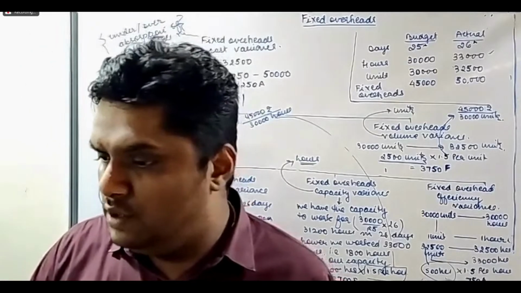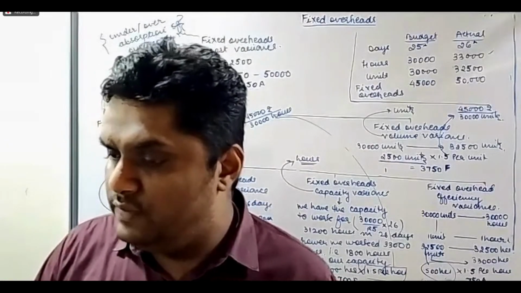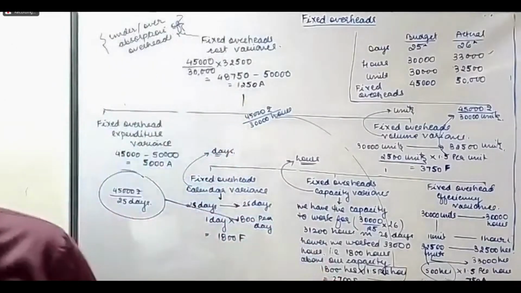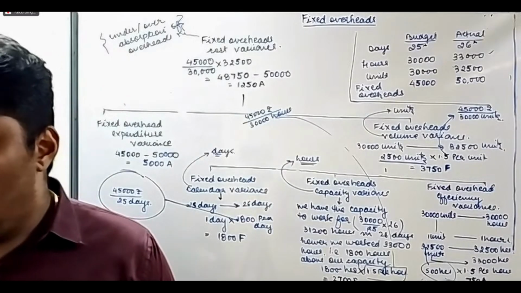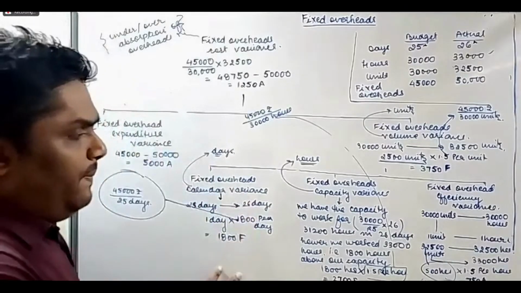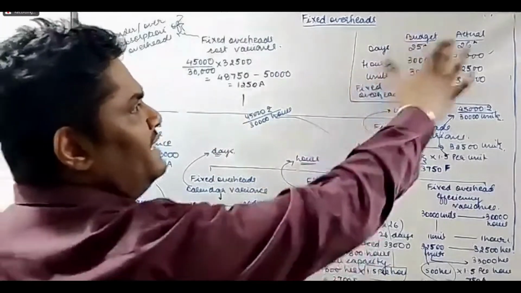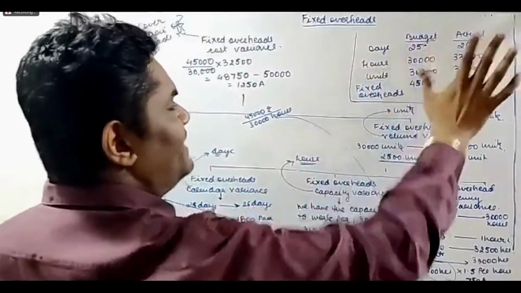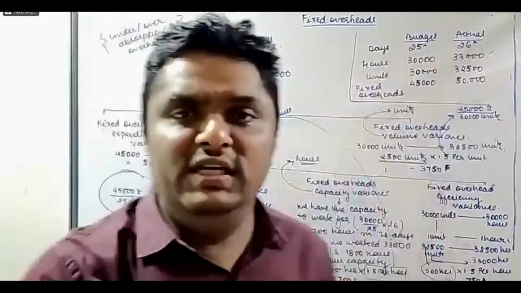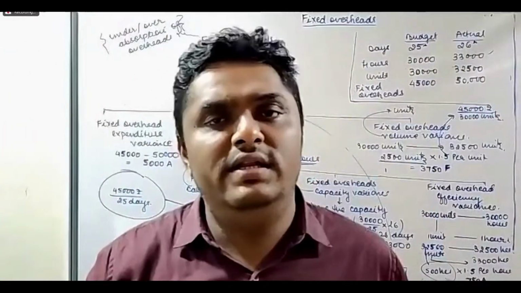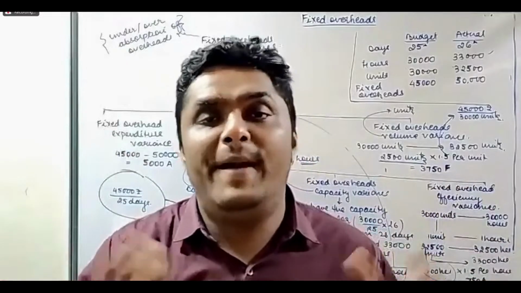I've already explained everything in detail, Mr. Mallu. Which variance do you want me to explain? See, Mr. Mallu, when talking about capacity variance, it's very simple. If the days are the same, if budgeted days are 25 and actual days are 25, we can directly calculate capacity variance. That is, we have the capacity of 30,000 hours. We actually work for 33,000 hours. That is 3,000 hours above my capacity, so favorable.